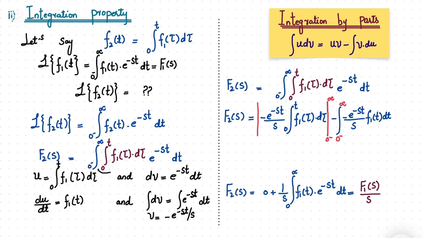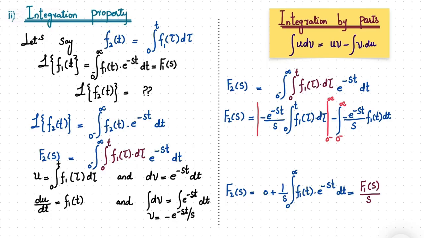When we insert f2 of t in terms of f1 of t, this is the value for f2 of t which we inserted from this equation over here, times e raised to power minus st dt as it is. Now we can apply the integration by parts formula, represented by this sticky note over here. Integration of u dv is equal to uv minus integral of v du.